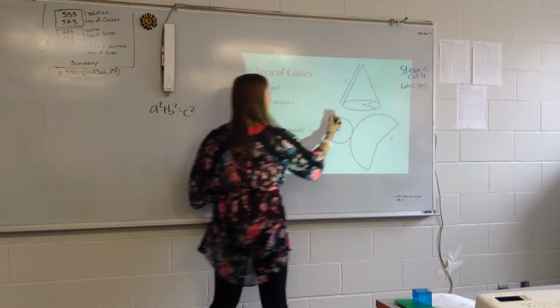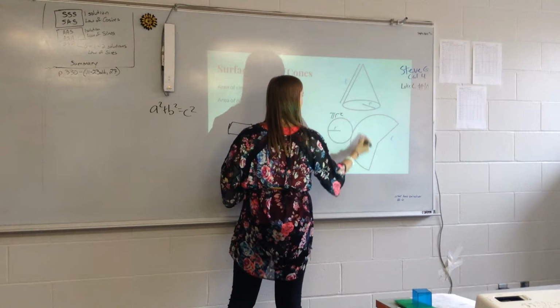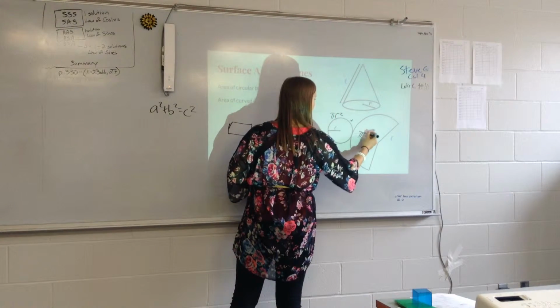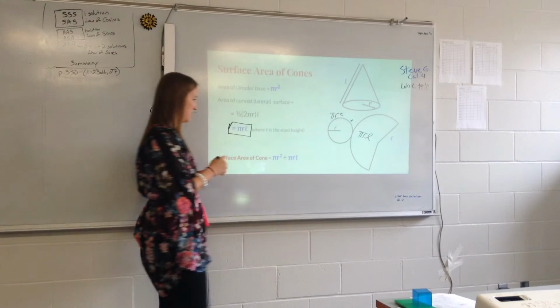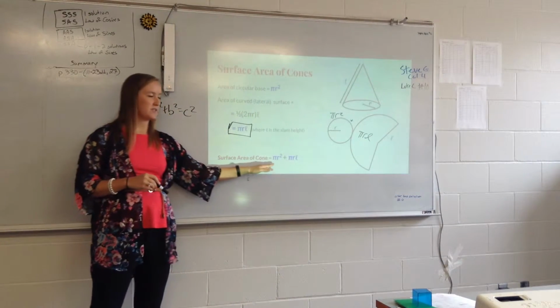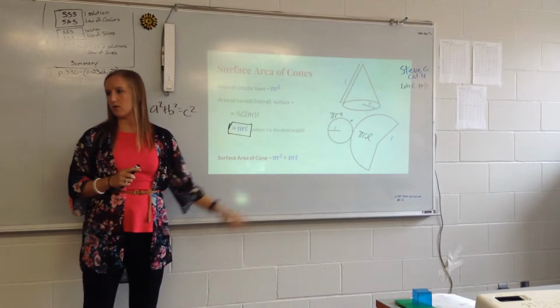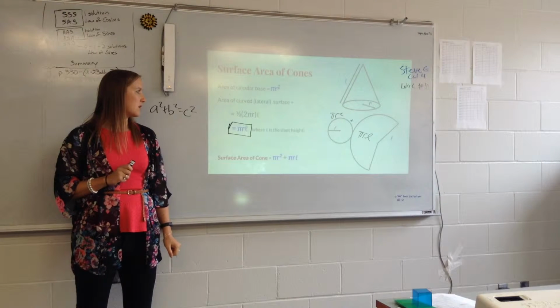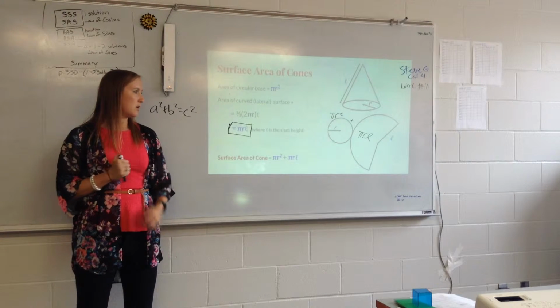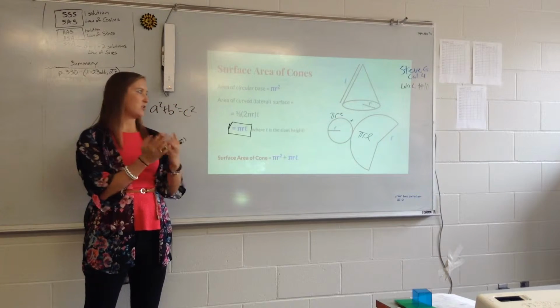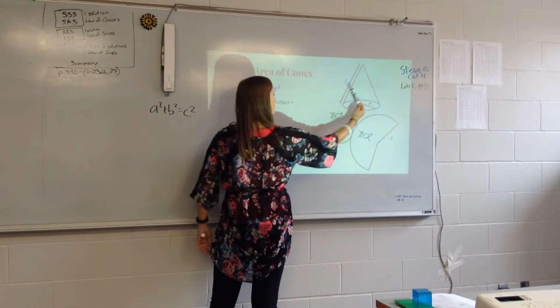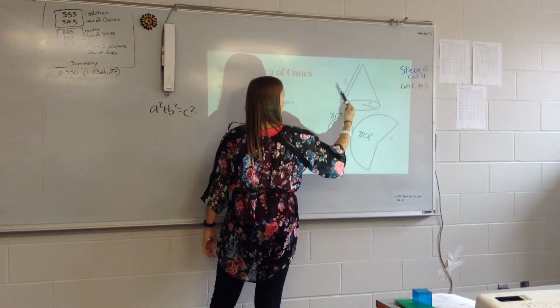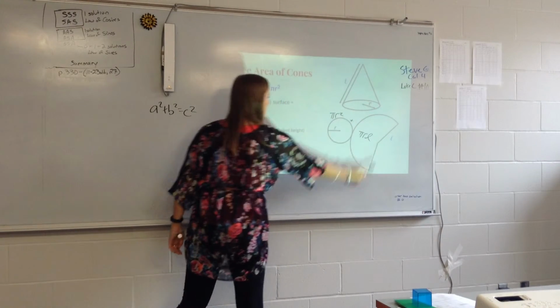So the area of our circle, pi r squared, plus our pi r L, gives us the surface area of the whole cone. And remember, the lateral surface is this surface all around the side of the cone.